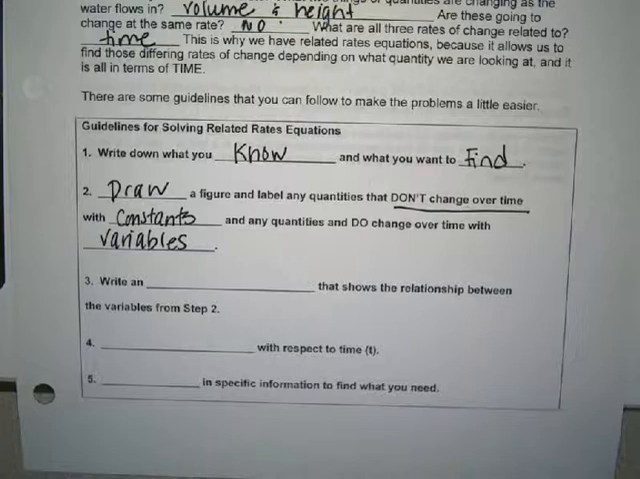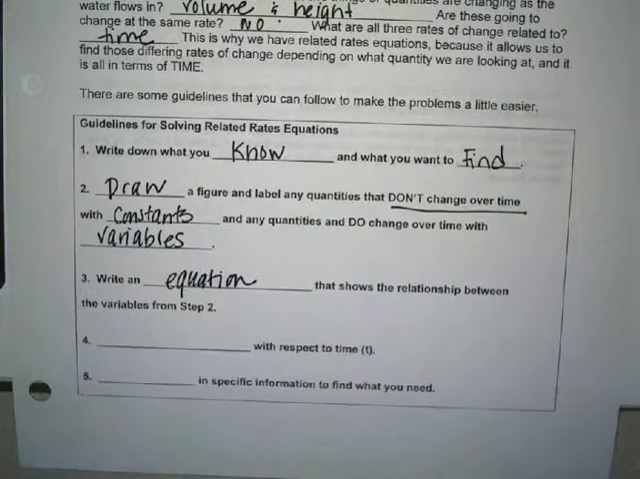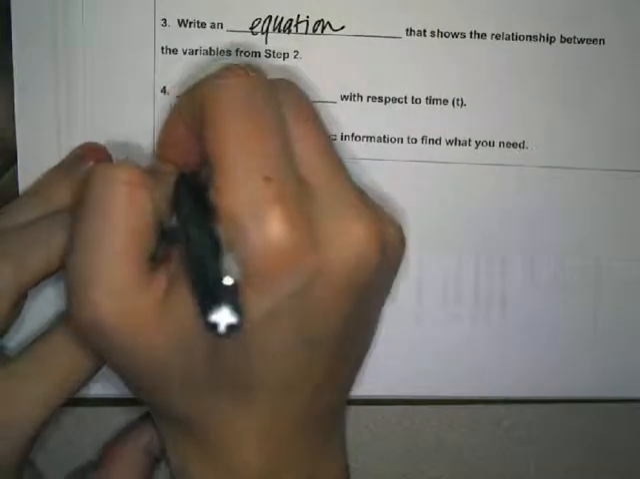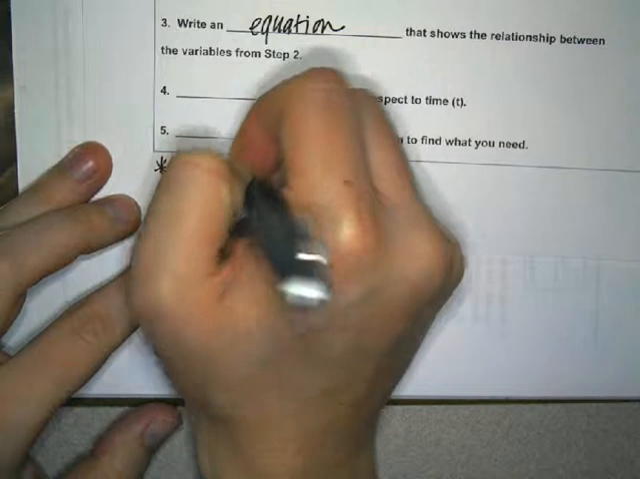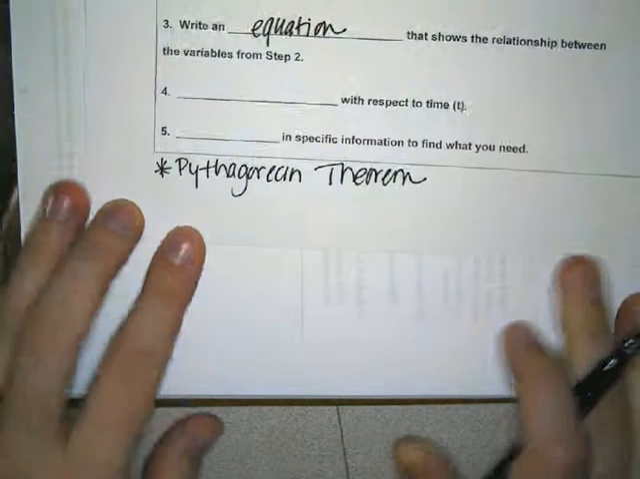Write an equation that shows the relationship between the variables from step 2. So the picture is pretty important because usually the picture tells you what equation to use. Now, I'm going to have you make a list underneath of common equations that are used so that you kind of have a list to go off of for certain problems. One of the very common ones that you use is the Pythagorean theorem.